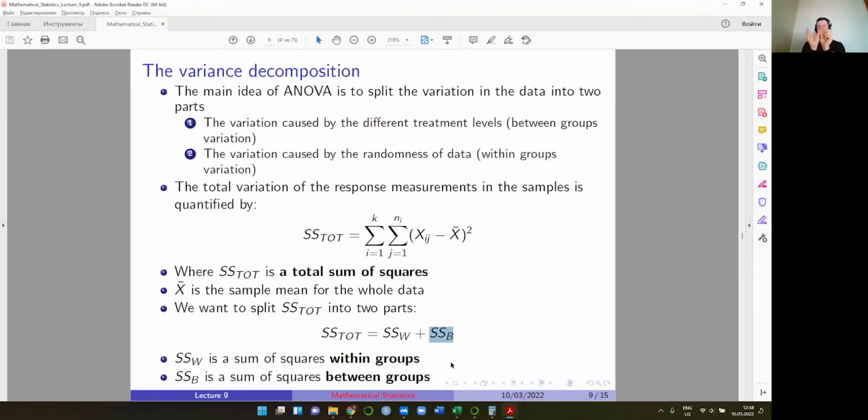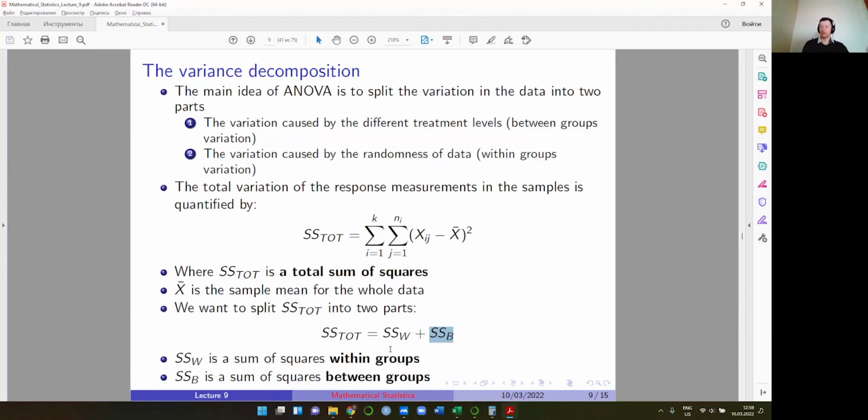Next, if we are able to decompose this SS tot into two parts, how can we test the previous hypothesis? If SSB is significantly large, then different treatments influence the variability in the data, which means that different treatments, different technologies of oil extraction, lead to different productivity. If SSB is small, then we don't have enough evidence to claim that different technologies lead to difference in the sample.